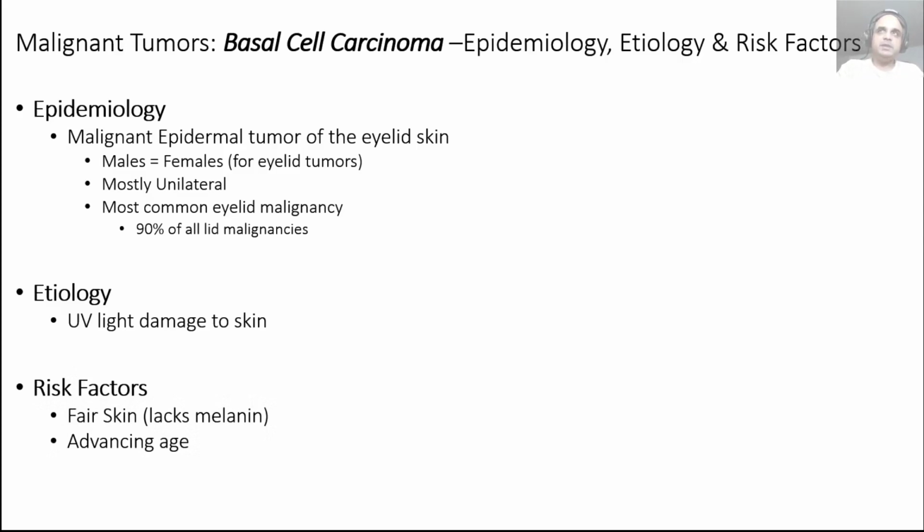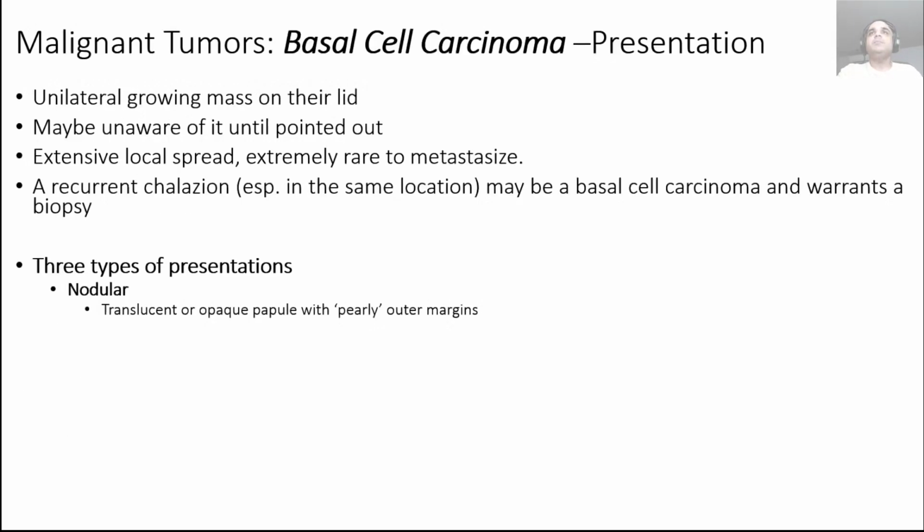Increasing age would mean the 6th decade, 5th decade, or later in life. You can get it earlier as well, if you have a lot of sun exposure, like sunbathing, and you don't apply appropriate sun protection. The presentation is usually a unilateral mass that's growing on the lid, and sometimes the patient is unaware of it and it's usually pointed out by someone else.